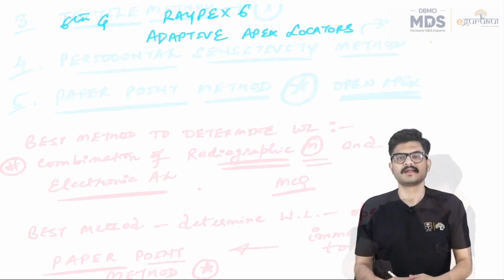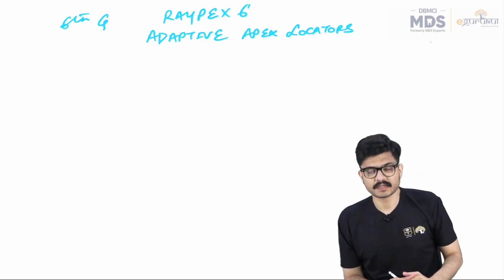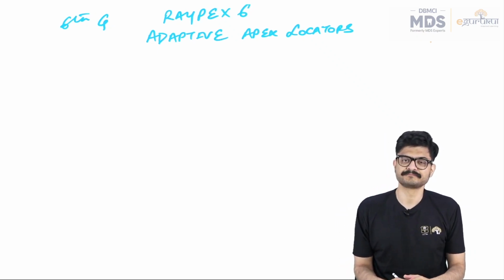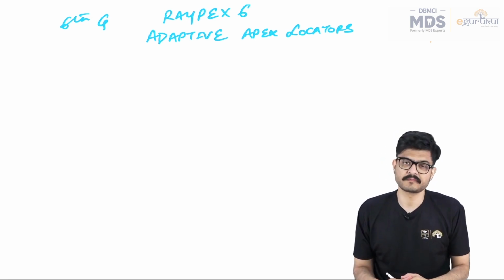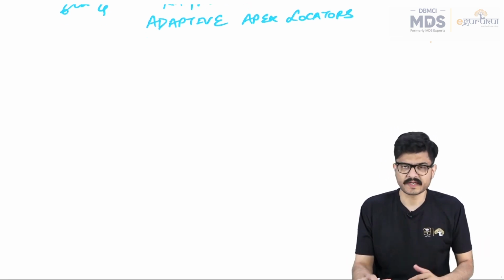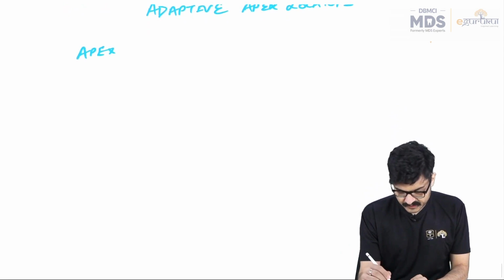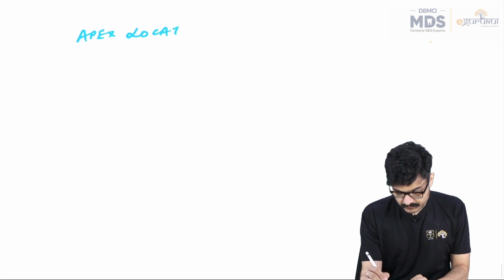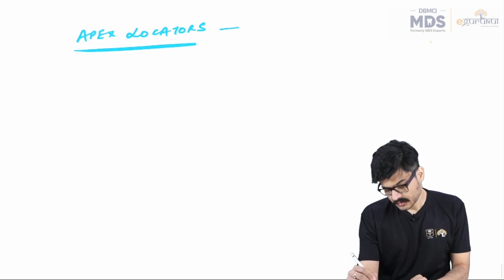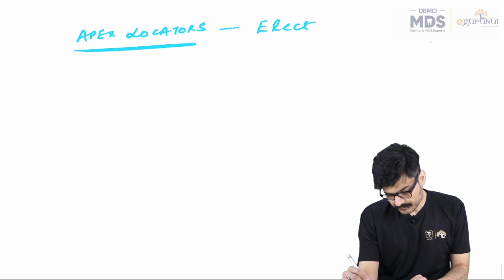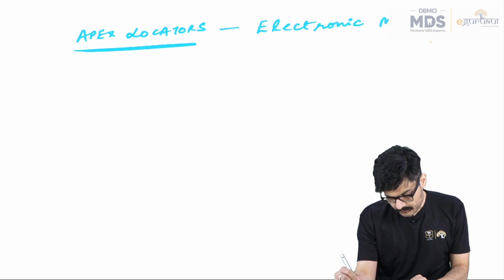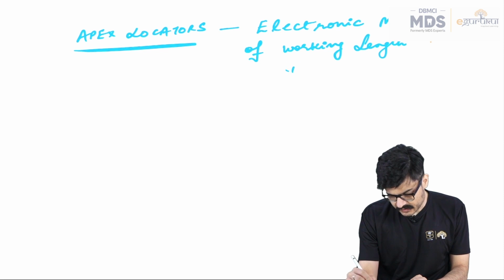Now, friends, let us talk about the other very important aspect of working length determination. That's your electronic method of working length determination. That's in general known as the apex locators, right? So the apex locators, which represent the electronic method of working length determination, friends.